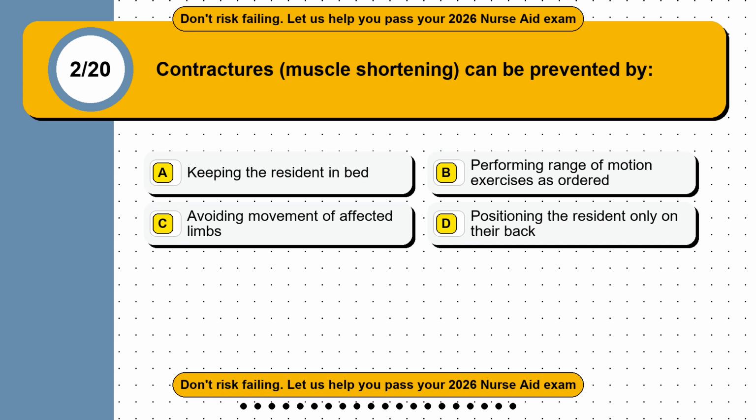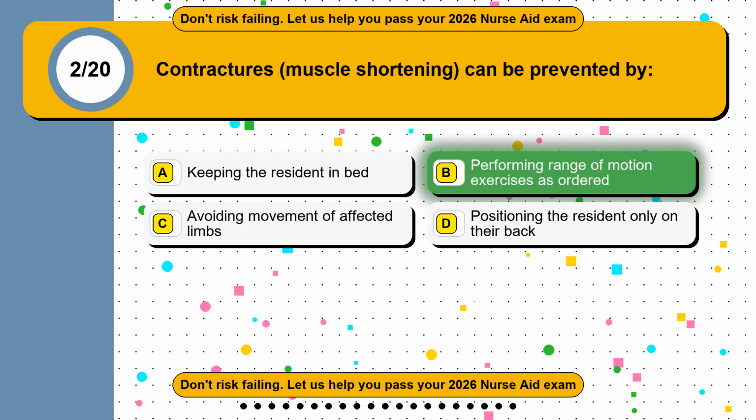Question 2. Contractures, muscle shortening, can be prevented by: Option A, keeping the resident in bed. Option B, performing range of motion exercises as ordered. Option C, avoiding movement of affected limbs. Option D, positioning the resident only on their back. The correct answer is option B, performing range of motion exercises as ordered.